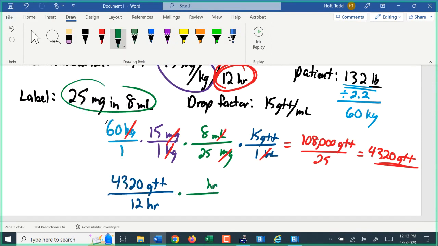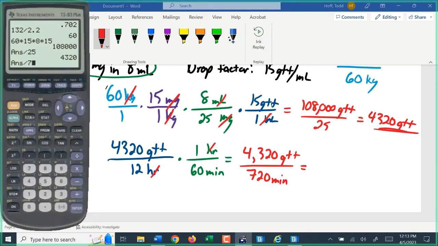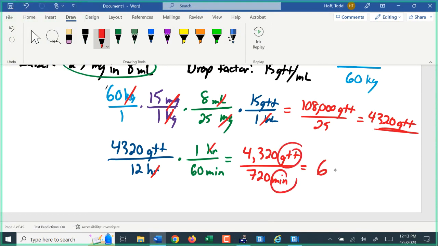I want to get rid of the hours. 1 hour is 60 minutes. So the hours will cancel out, and we'll go ahead now and multiply this out and then reduce it to a unit rate. So 4,320 drops is still 4,320 drops. Nothing up there is just a 1 to multiply that by. On bottom, we have 12 times 60 minutes, which is 720 minutes. Now I divide this out. The 4,320 divided by 720 gives us 6, that is drops per minute.